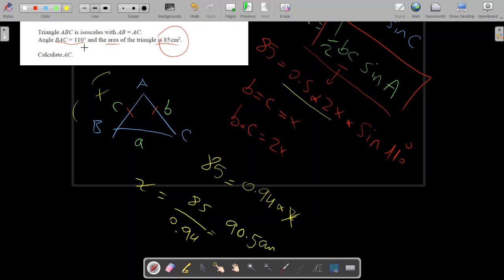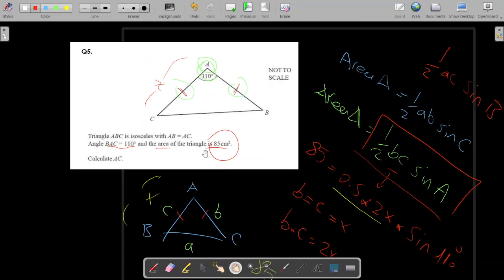centimeters. And this is the solution of your problem. It means that the side is 90.5, so this is going to be equal to 90.5 centimeters.